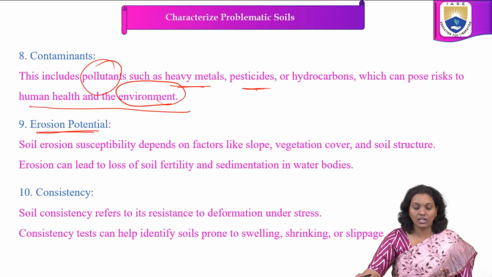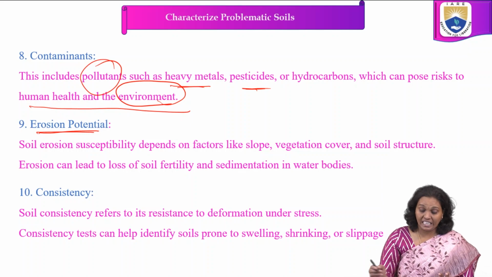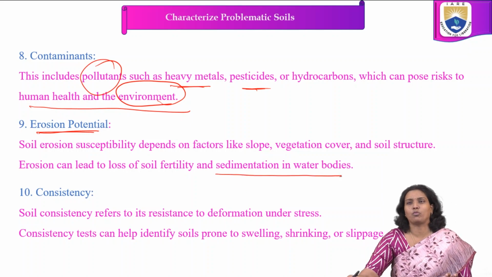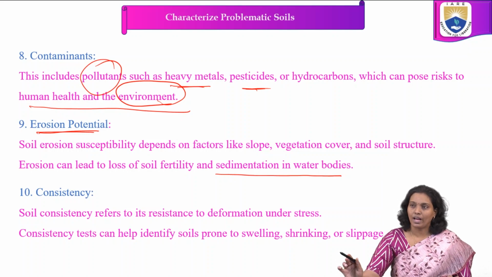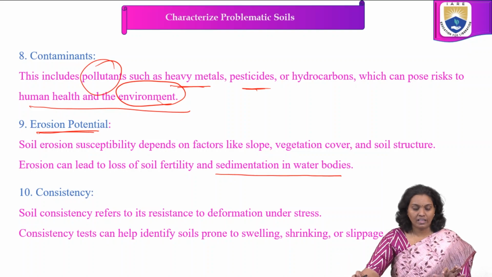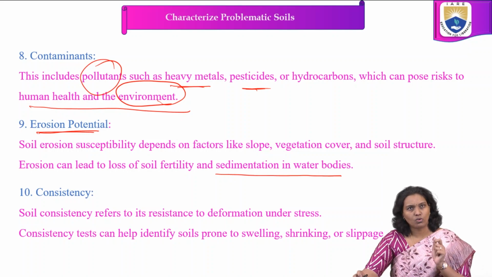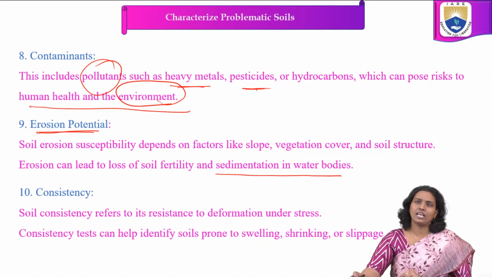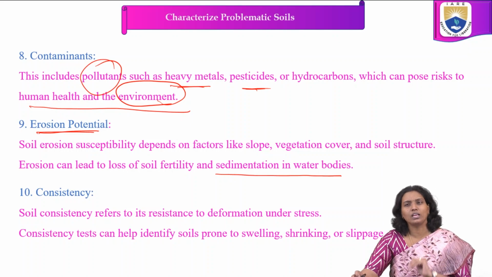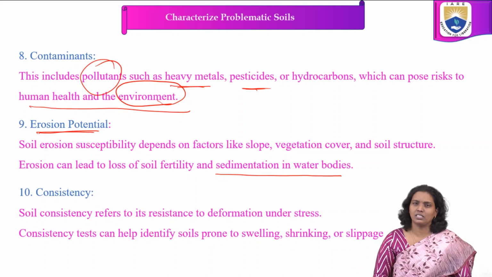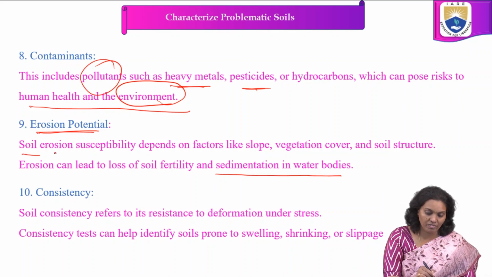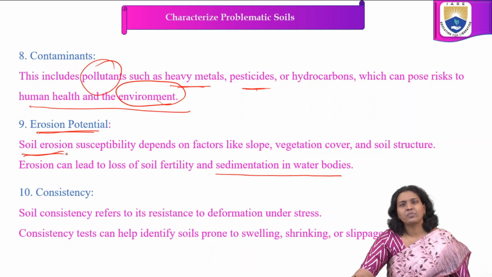Erosion can lead to the loss of soil fertility and sedimentation in water bodies. So whenever we are doing any type of construction near water bodies, it may affect them. We have to take some preventive measures for erosion control. Soil erosion plays a major role whenever water bodies are nearby, and with road constructions near water bodies, we observe soil erosion in most of the cases.